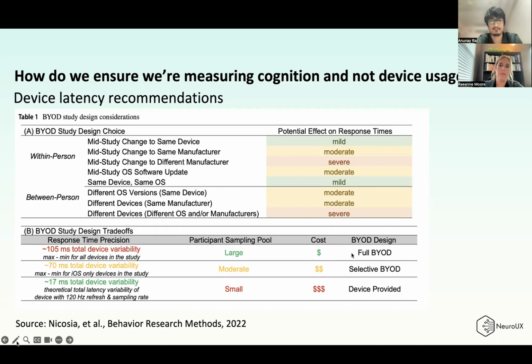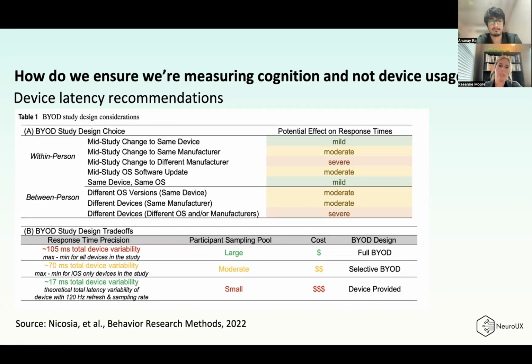So if you want to have a full bring your own device, you're not going to give any study phones out to people, and they can use whatever phone they have. You're going to need a larger sample size, and you're going to have to control for more response time differences based on phone use, versus if you want to just provide devices to everyone, which we have done in some of our studies.